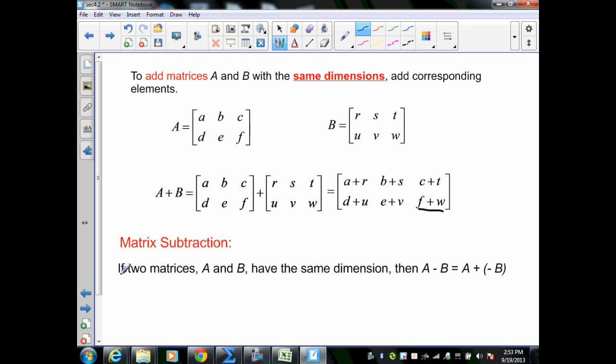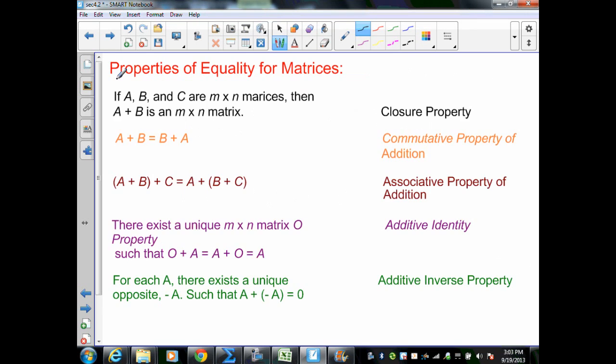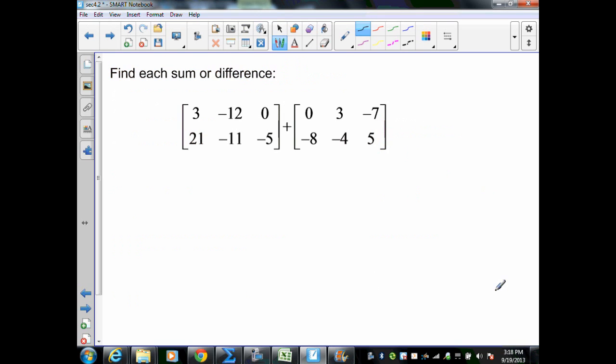Matrix subtraction is similar. If two matrices A and B have the same dimension, then A minus B equals A plus the opposite of B. For properties of equality for matrices, it's the same as we've had in the past. We have closure, commutative property for addition, associative property for addition, additive identity, and also additive inverse.